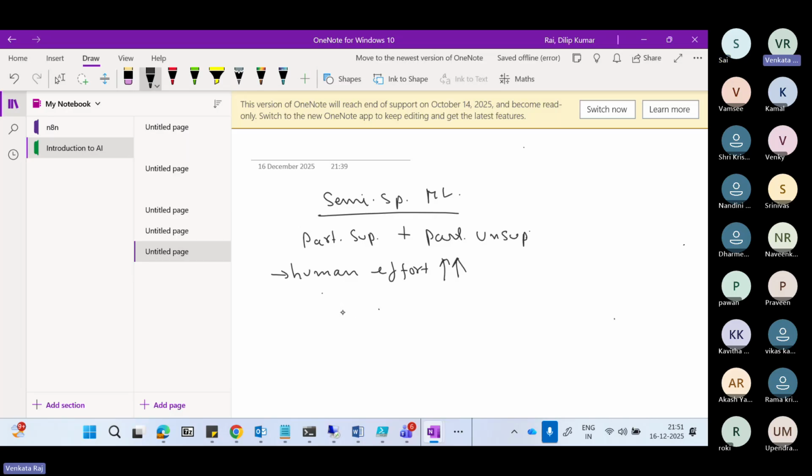So we label the data ourselves. One example is Google Photos. When we click a picture, there are many people in it. You label a person as your brother or sister. Based on this labeling, whenever you upload a new picture, it will automatically detect that person as your brother and label it.